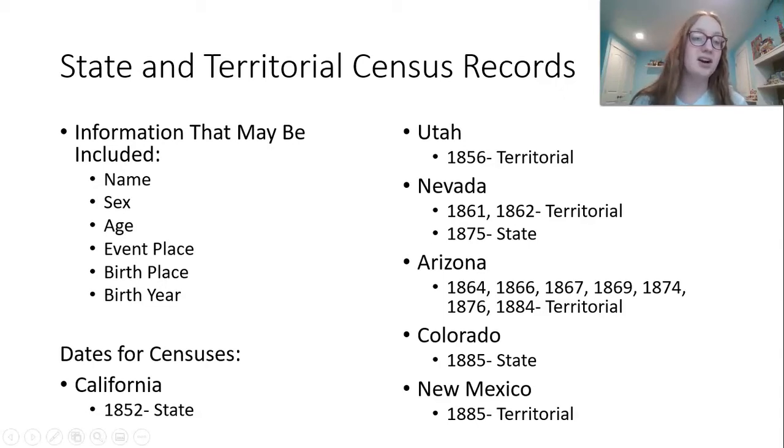As you can see, some states took very few. Utah only has one territorial census. They don't even have any state censuses. Whereas Arizona has 7 territorial censuses. So it really just depends on the state and/or territory and what they decided to do.